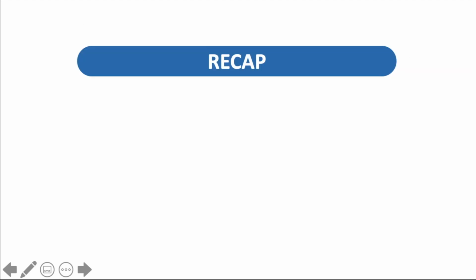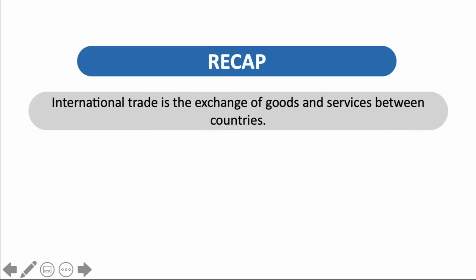Okay, so to recap, we have learned that international trade is the exchange of goods and services between countries, and it is of two types. We have visible trade and invisible trade, where visible trade is the trading of goods that are tangible, while invisible trade consists of services. And also you have learned that the flow of goods is either going into a country or out of the country, and that is through imports and exports.